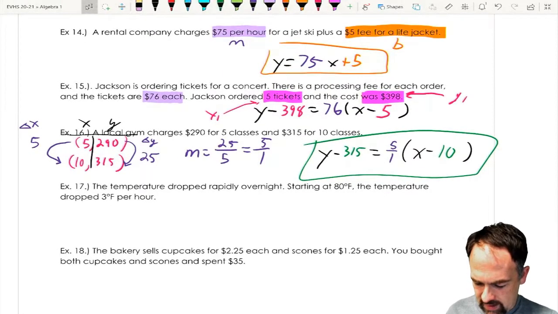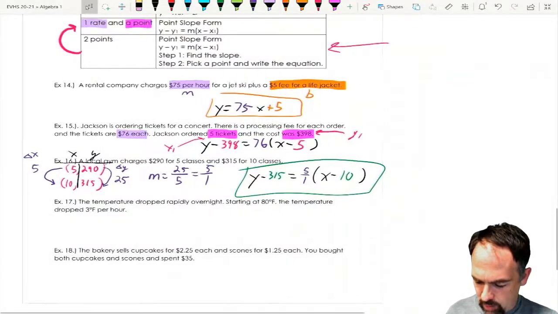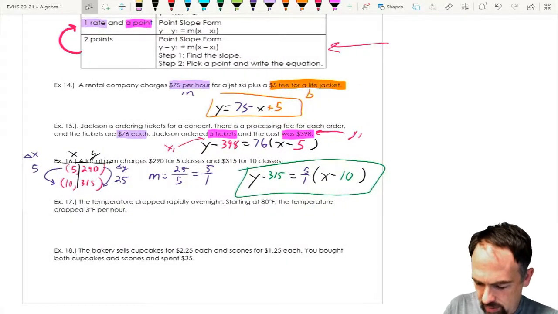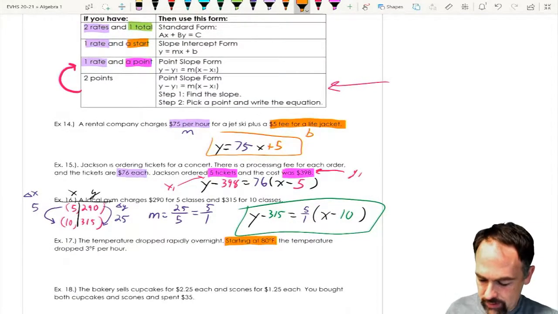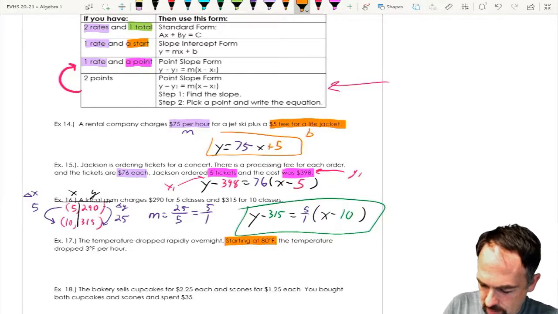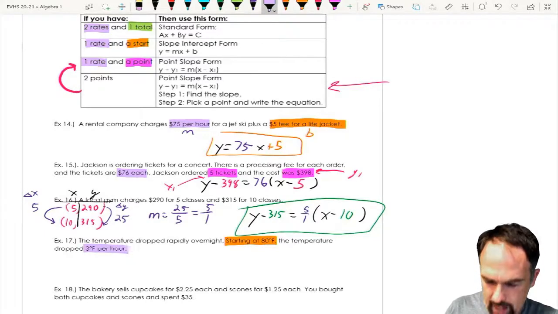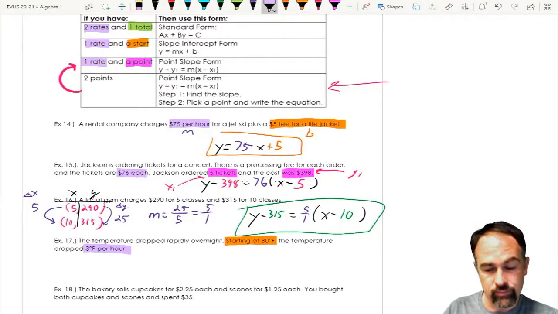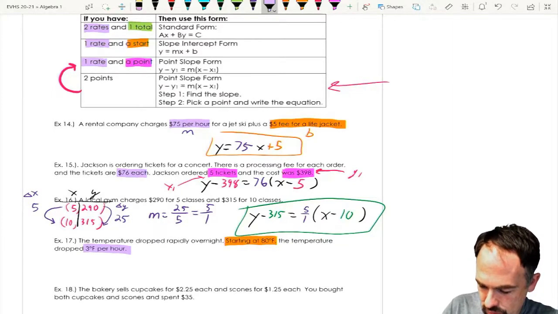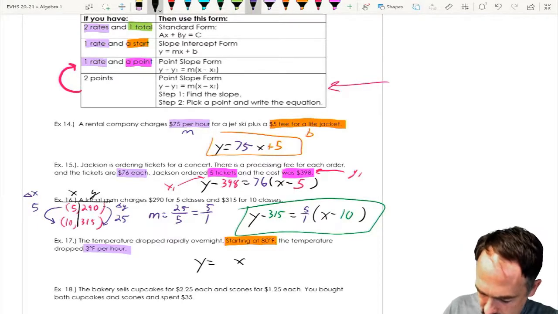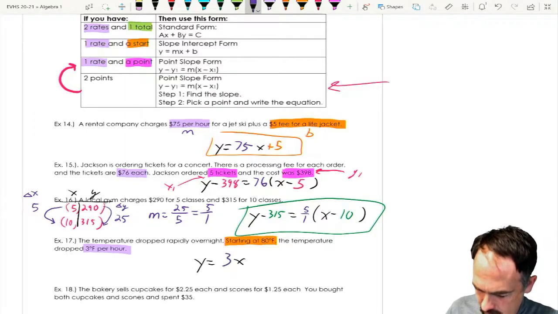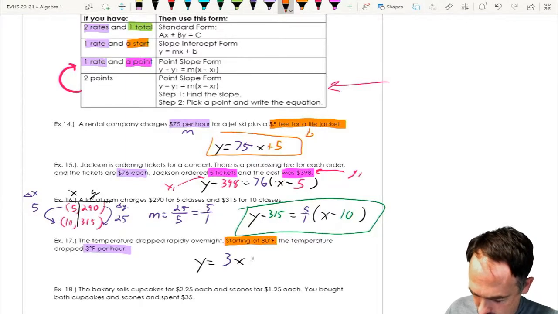All right, 17. Temperature dropped rapidly overnight, starting at 80 degrees Fahrenheit. Now that's actually pretty easy because it told us that it's starting, so we got a starting value. And it dropped 3 degrees per hour, so that is a rate. So one rate and a starting value, that's going to be slope-intercept. So y equals mx plus b. M is negative 3, and then plus our y-intercept, our starting value, is 80.